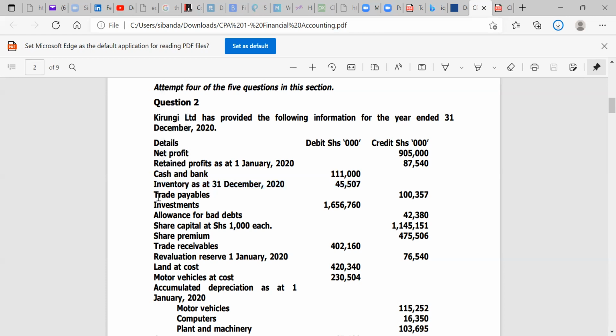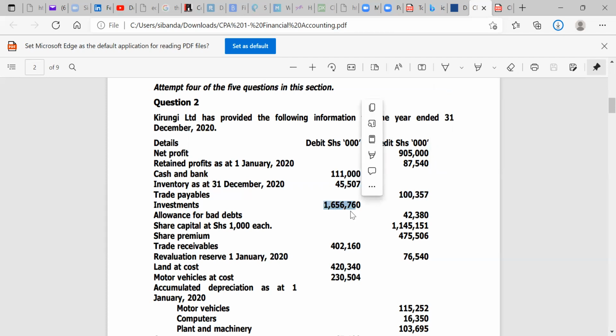And also to say that trade payables, as we can see, we have been given a 100,357. Where do we use trade payables? We know very well that we use trade payables in the statement of financial position, where we are looking at our current liabilities.